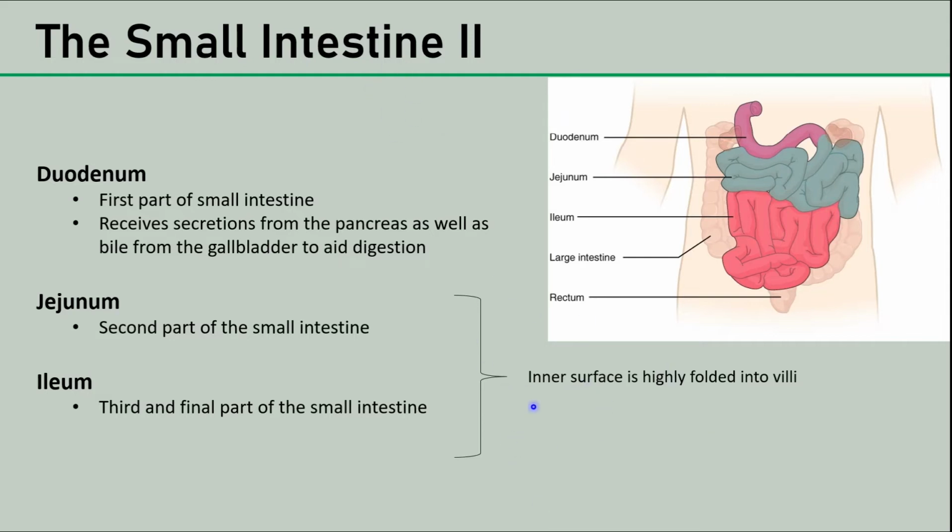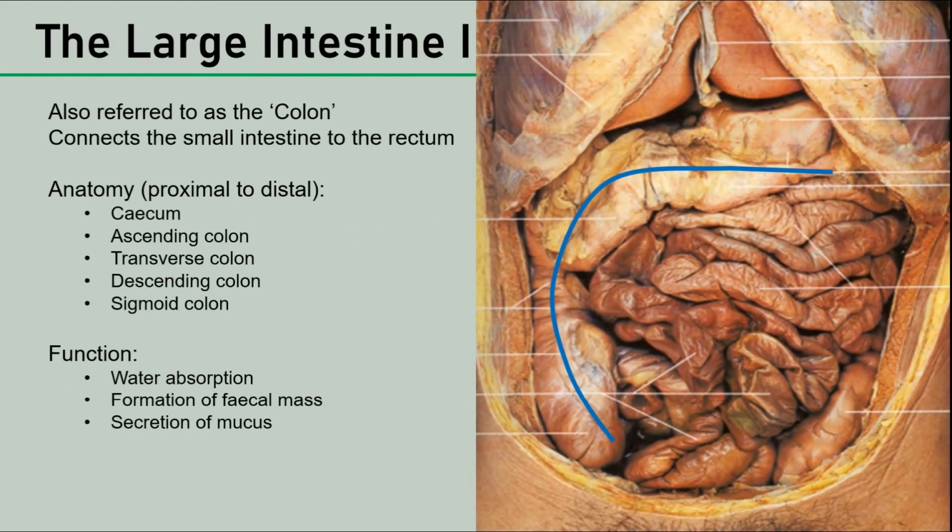So after we have gone through the duodenum, through the jejunum, and then through the ileum, we enter the large intestine down here. So this is where the food enters the large intestine. And the large intestine can sometimes be called the colon. So on our cadaveric image to the right, we have the large intestine visible.